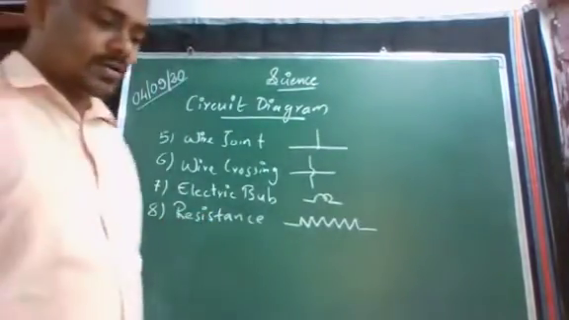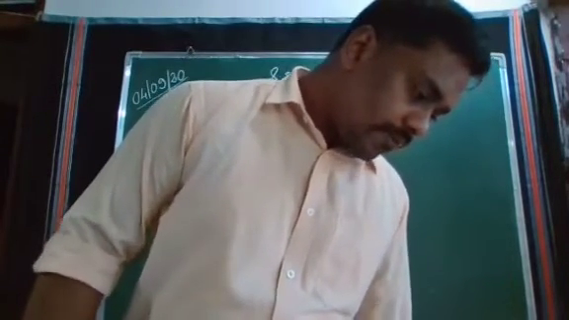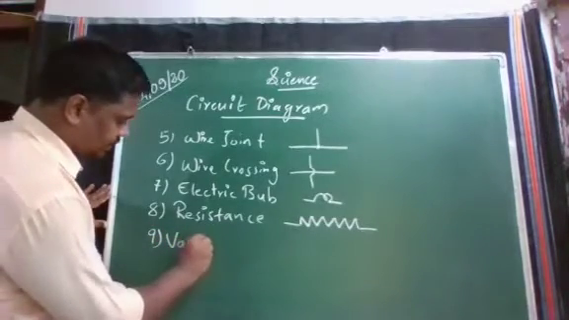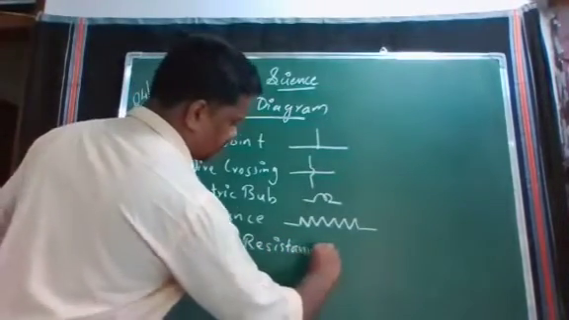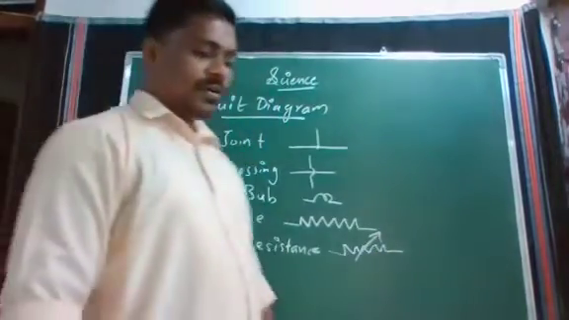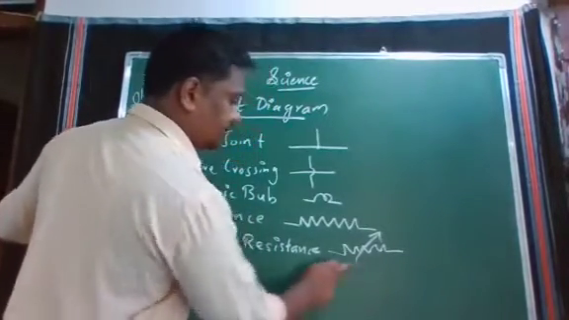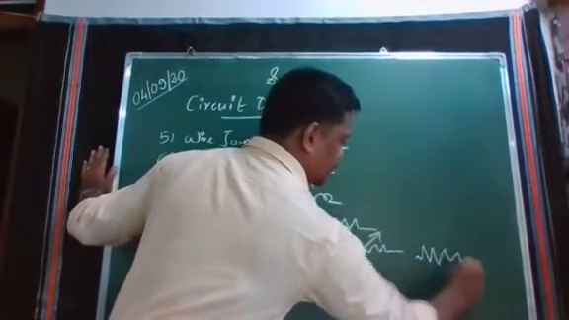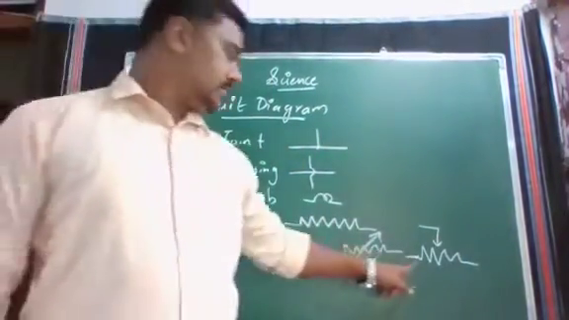Then variable resistance. Same as this drawing, and after that one arrow. Or one more is there. We can draw the same drawing like this, and like one symbol. What is that? Variable resistance.